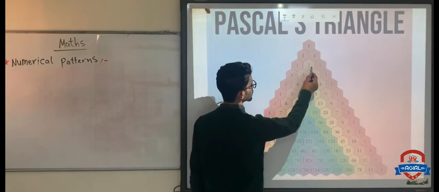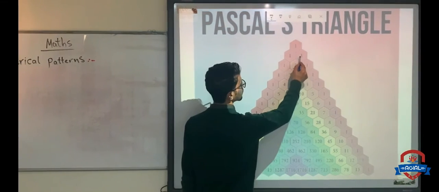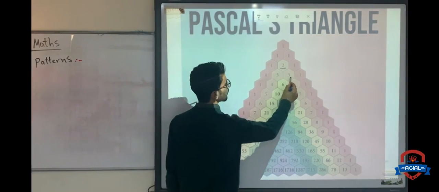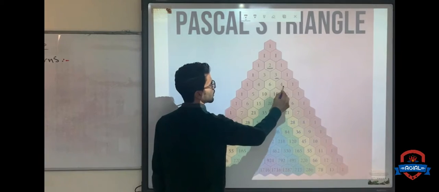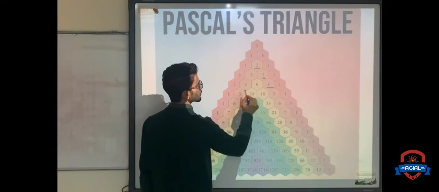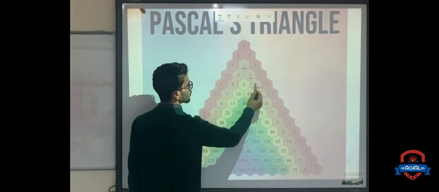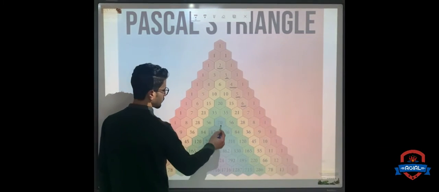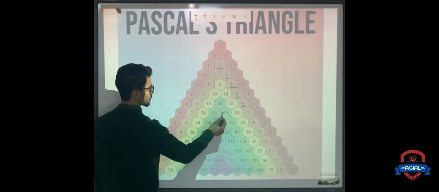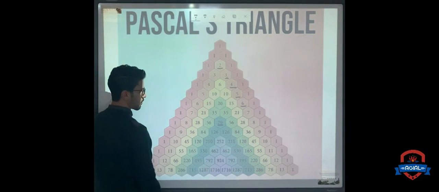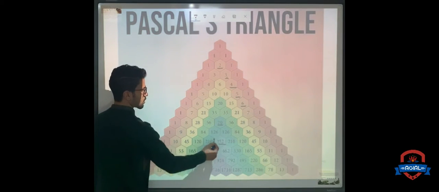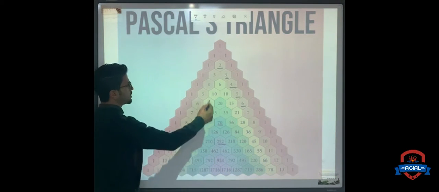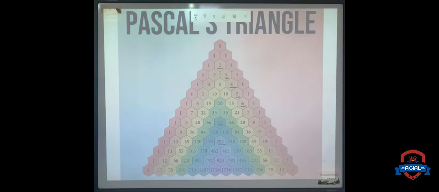above it. For example, if we look at 2, it equals 1 plus 1, and 3 equals 2 plus 1, and 4 equals 1 plus 3, and 5 equals 1 plus 4, and 6 equals 1 plus 6. And for example, 70 equals 35 plus 35, and 252 equals 126 plus 126. So each number in this triangle equals the sum of two numbers above it.